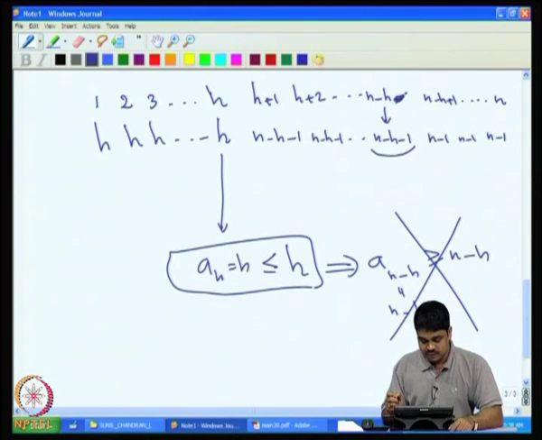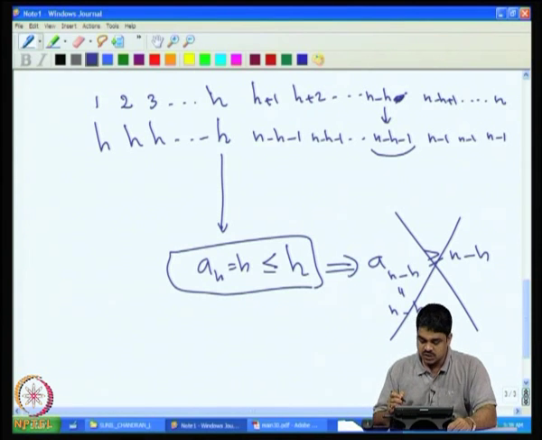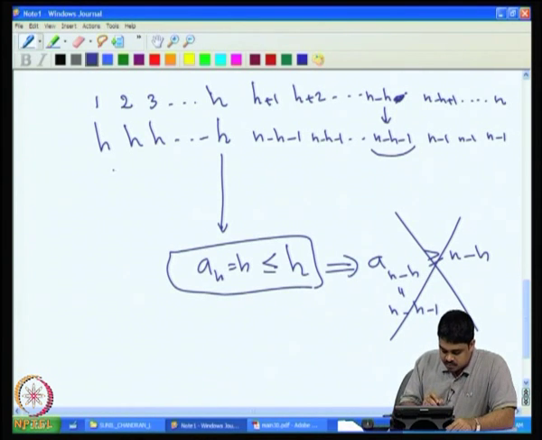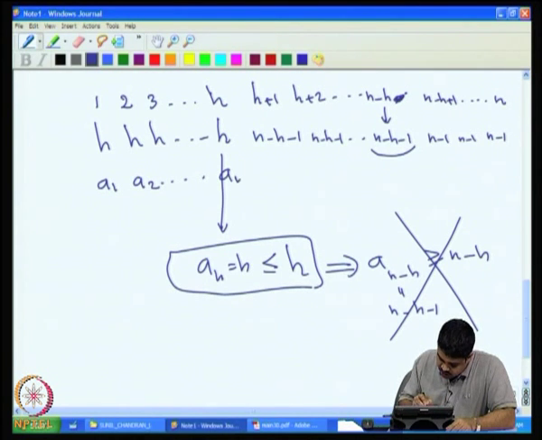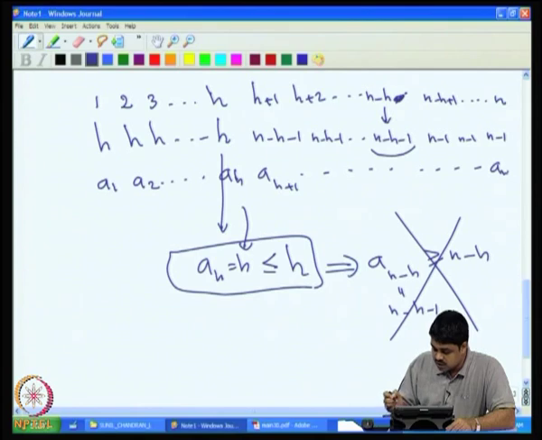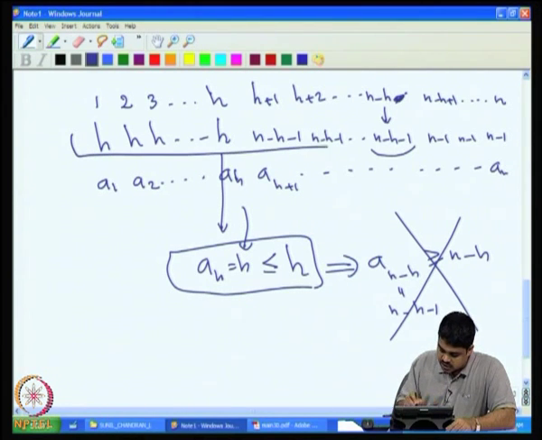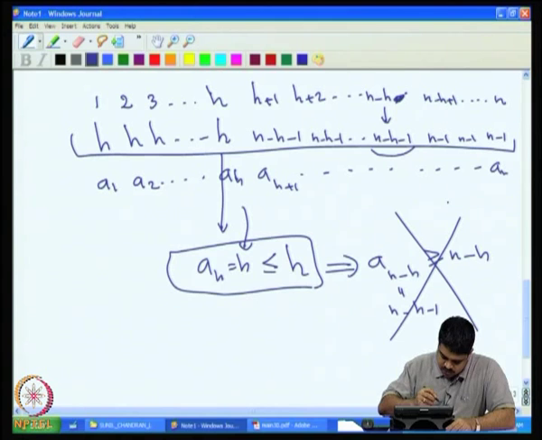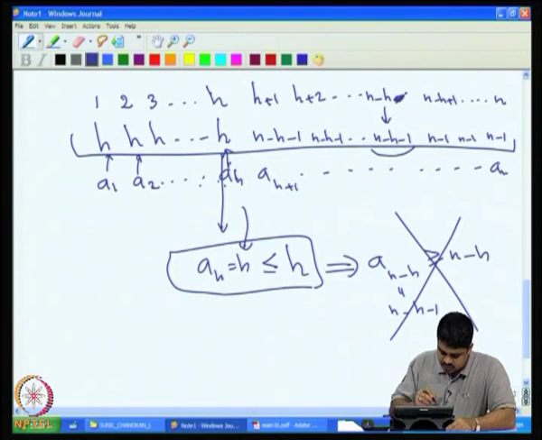So, that is the way the graph is constructed. You may ask, my sequence was something else initially, a1, a2 up to a_h. I only knew that a_h is less than or equal to h, and the later numbers were anything, maybe greater than or equal to a_n. This was the initial sequence. How can I take this new sequence instead of this sequence? That is because this sequence is pointwise greater, because all these numbers were anyway less than or equal to h. We just increased the values here to h.